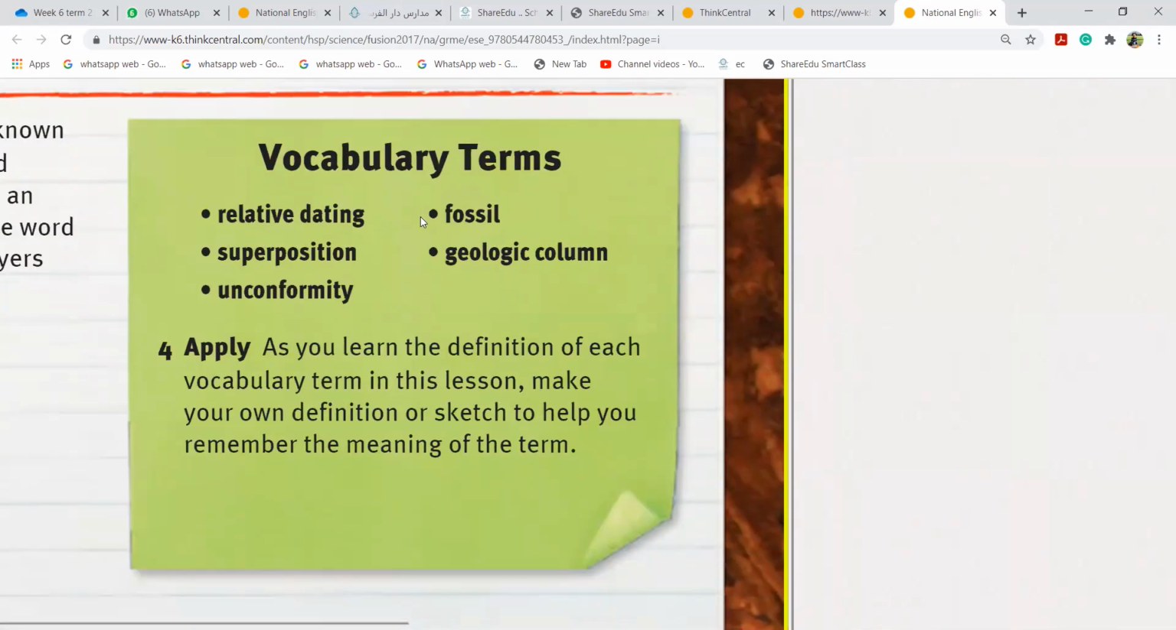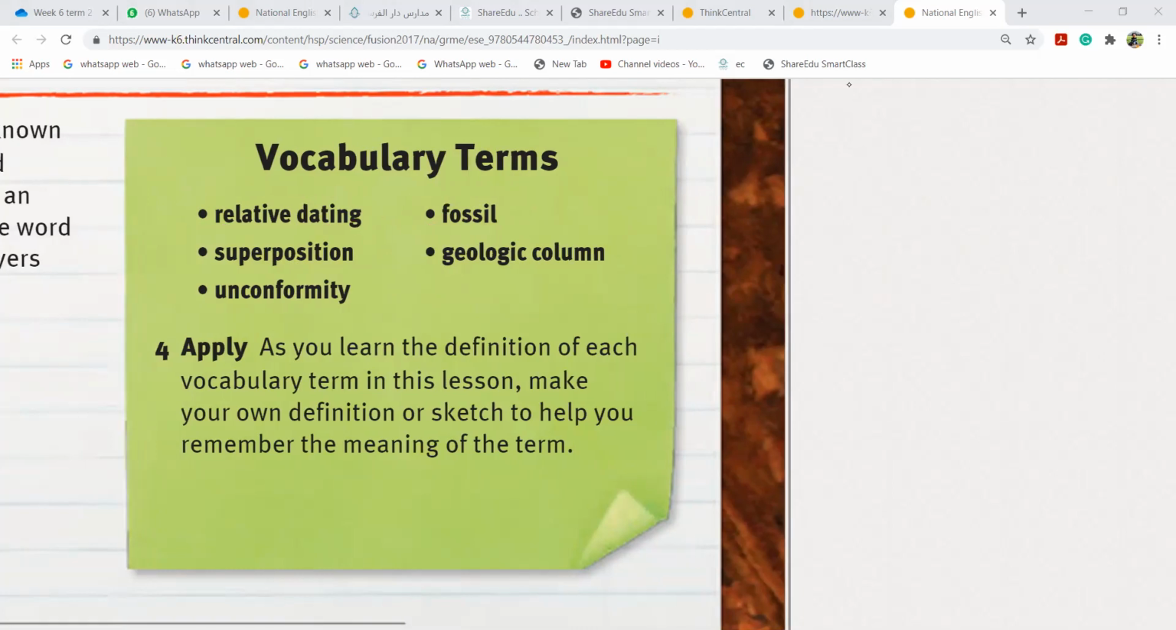Okay. Now, what's your name? Dishan, read the vocabulary words. Relative dating, superposition, unconformity, fossil, geologic column. In this, I have explained to you about relative dating. I've explained about fossil. Fossil everyone knows. Now these three words, superposition, unconformity, and geologic column, these are new for you. Okay, let us go to another page first.